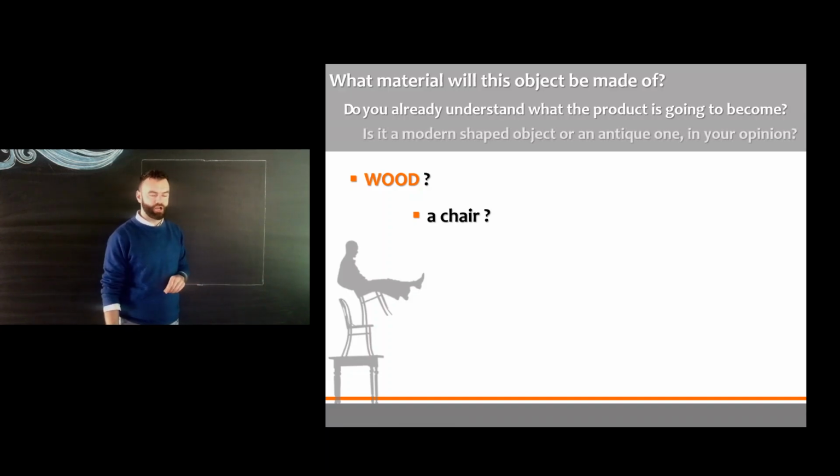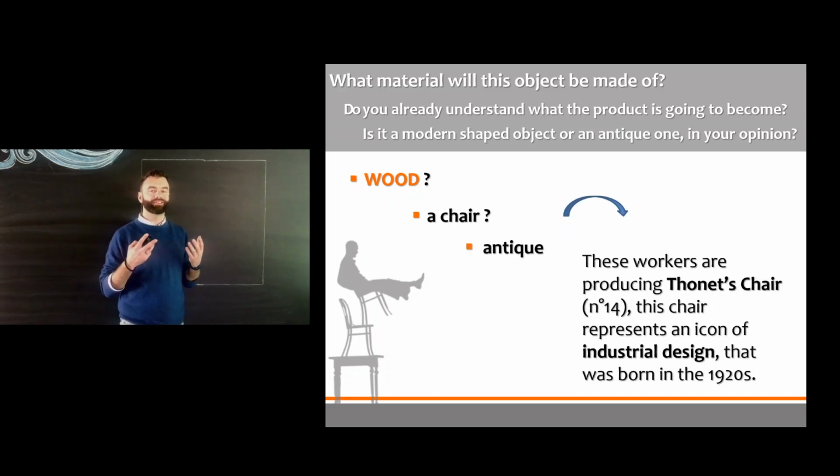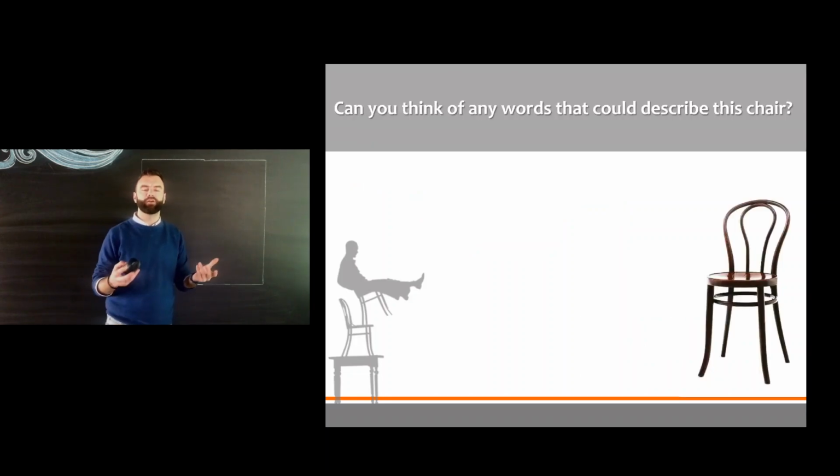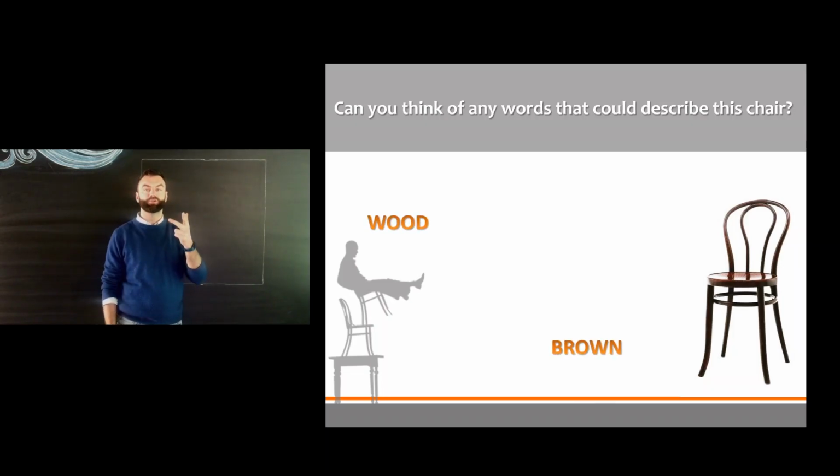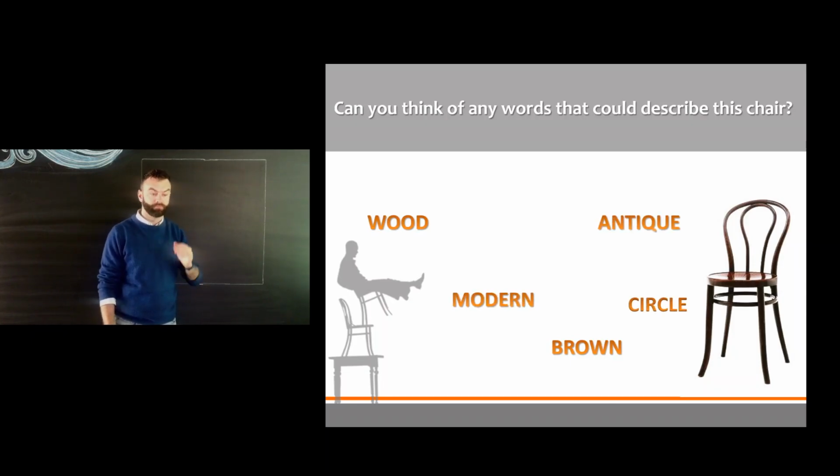It's an antique chair. These workers are producing Thonet's chair number 14. This chair represents an icon of industrial design. This idea was born in the 1920s. So, can you think of any words that could describe this chair? Let's have a think. Wood, bend, modern, antique, circle, brown, and an elegant shape.